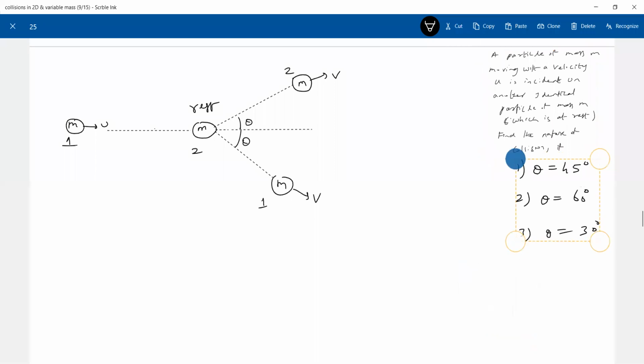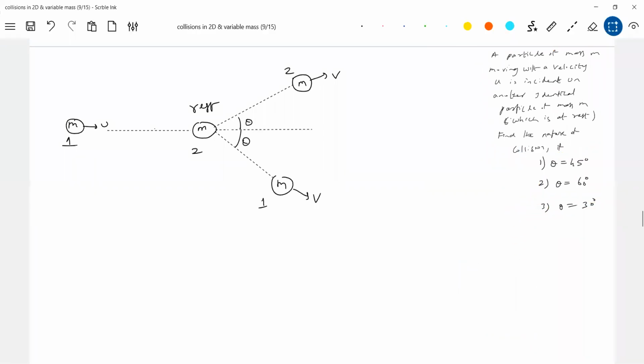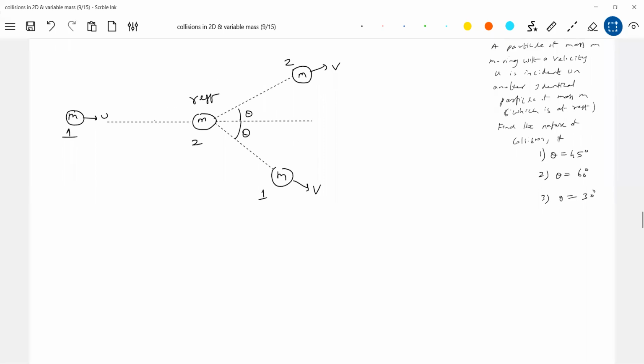For these three cases we have to analyze here. First, theta 45 degrees. To find the nature of collision, what shall I do? If Kf equals Ki, it will be elastic. If Kf is not equal to Ki, it will be inelastic. So let me assume the first case, theta equal to 45 degrees.